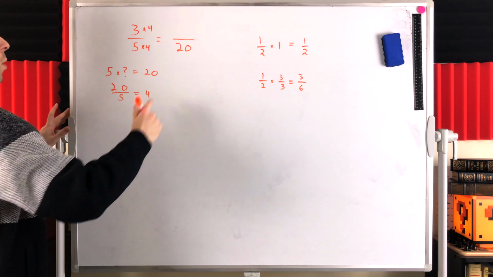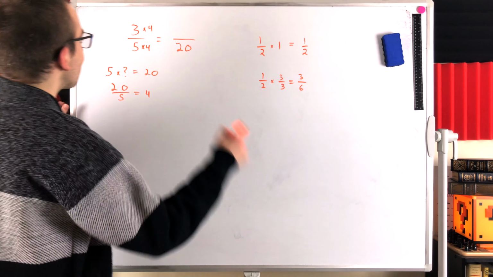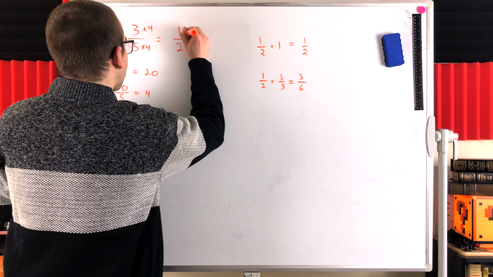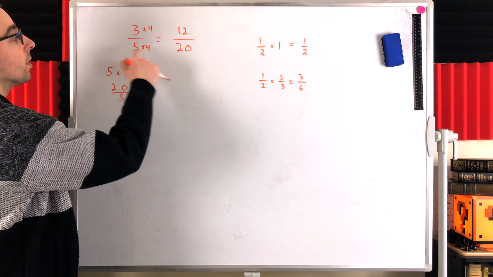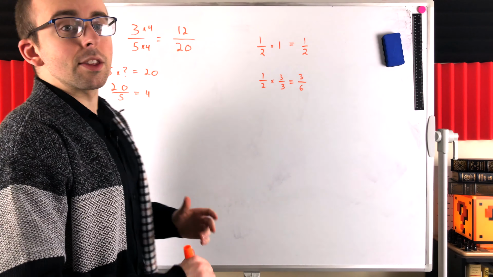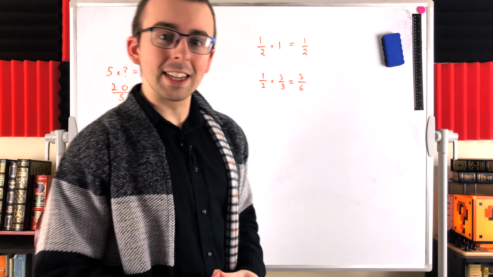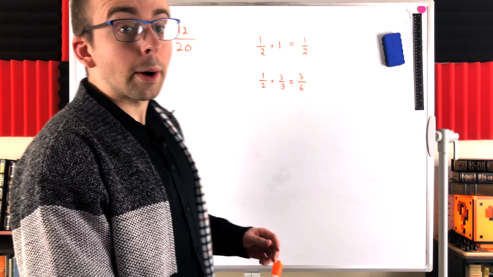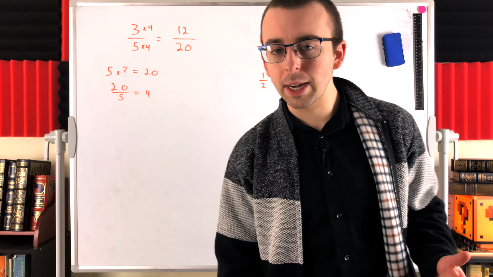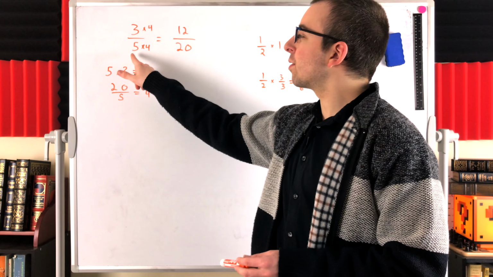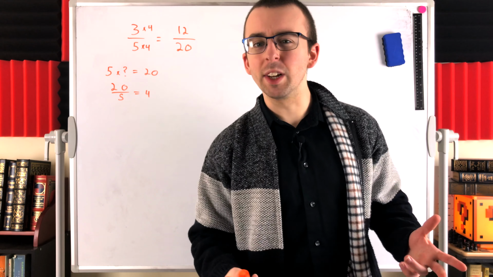5 times 4, of course, is 20. That's how we found the number. And 3 times 4 is 12. So this is an equal fraction. This is equal to 3/5. It's just written with the denominator we want, of 20. This example, of course, worked very nicely. We've got an integer in the numerator and in the denominator. It worked out nicely because 5 goes into 20 evenly.